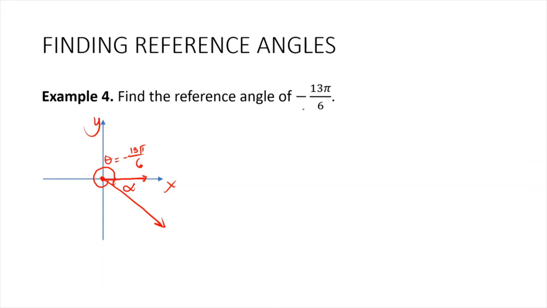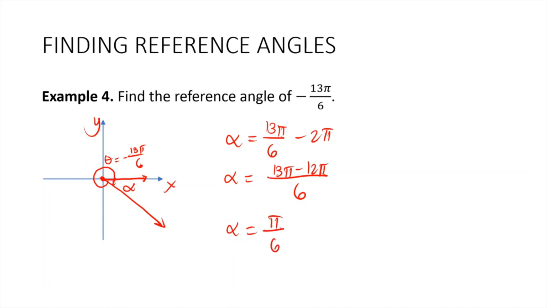Right, to solve for angle alpha, we just subtract 2 pi from 13 pi over 6. Okay, so we have here alpha equals, we can take the LCD, 13 pi minus 6 times 2, that's 12, times pi. Therefore, alpha is equal to pi over 6 radians.